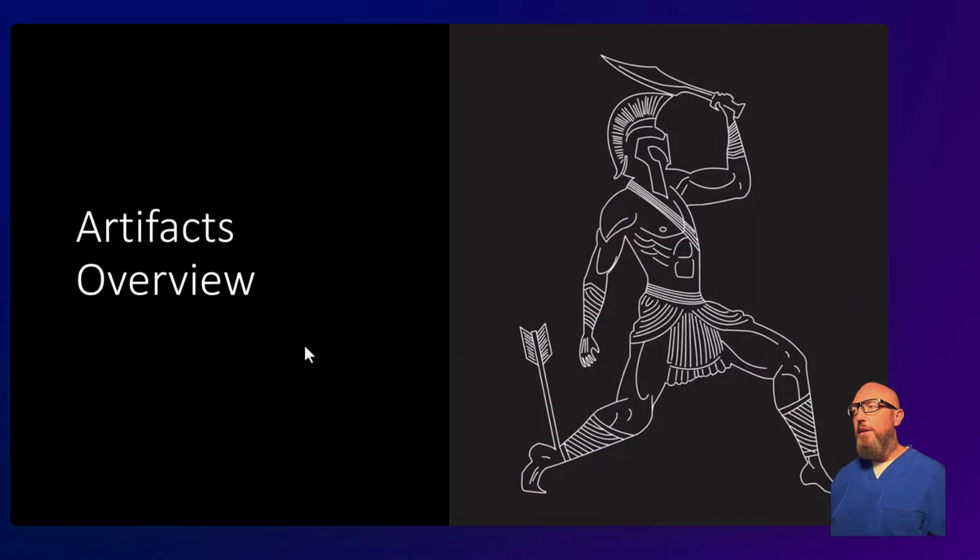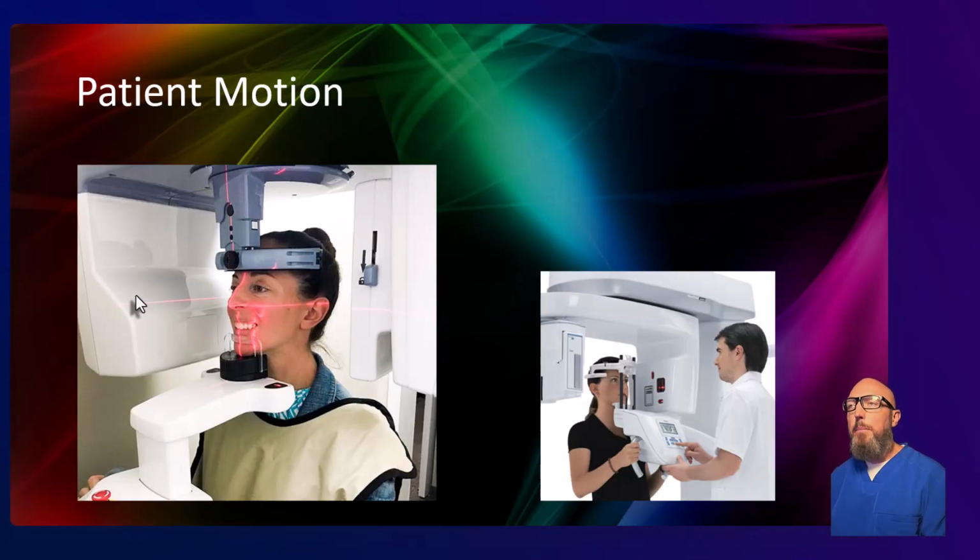So now let's get into artifacts, which I like to call the Achilles heel of CBCT imaging. And specifically, I'm referring to dense object artifacts, but there are several types that you'll see and you'll need to know. So I'll go through the main ones here. First of all, patient motion.